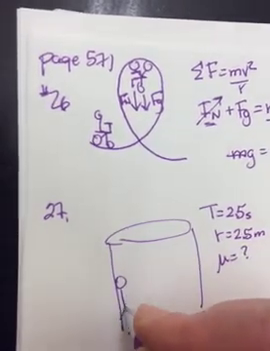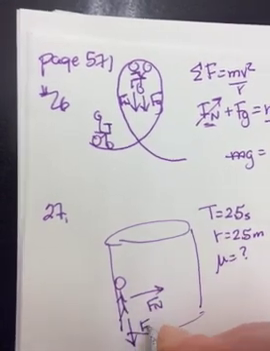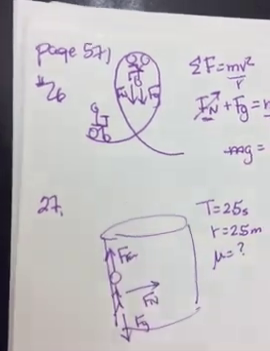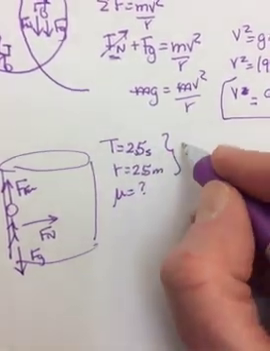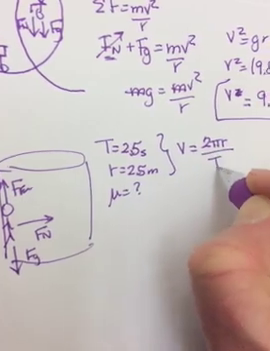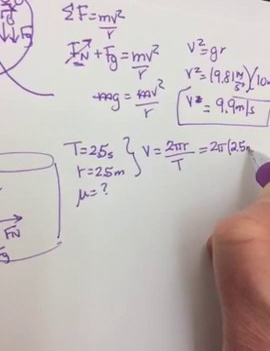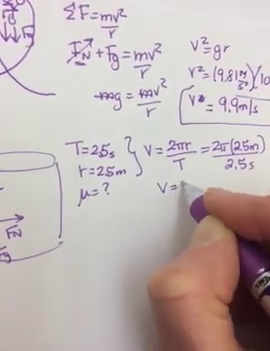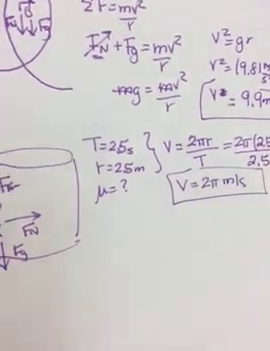Okay, so here's my rider. Fn is going to be going in, Fg is going to be going down, and friction is going to be going up. What will this tell me? This will tell me my speed, because remember, speed is equal to 2 pi r over T. So 2 pi times 2.5 meters divided by 2.5 seconds. So my speed is really 2 pi meters per second. I could get a number for that, but it wouldn't be pretty and it wouldn't be round, so I'm going to leave it.